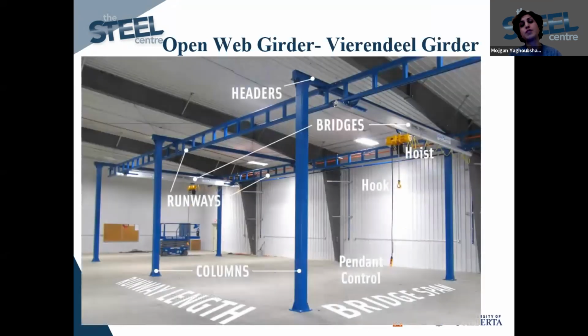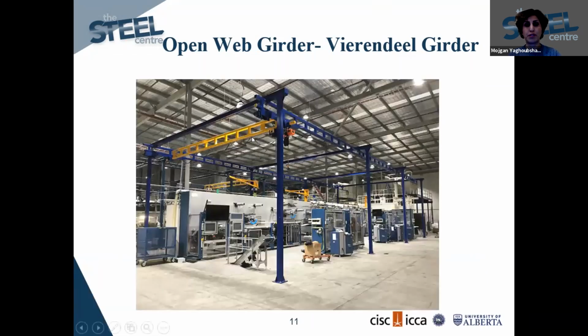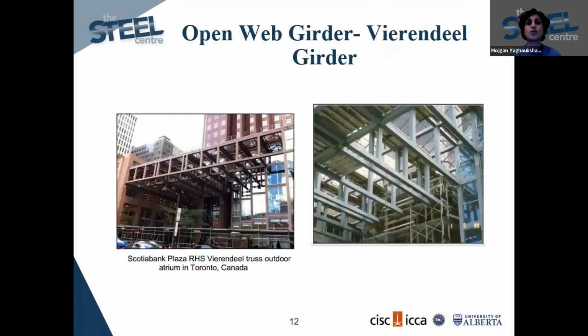And they have been widely used in industrial buildings as well. See these girders, these open web girders, have been used for runway beams for a crane. And these are for the bridges, it's a crane. They have also been used for the crane bridge as well. And also in building, they have been widely used. These open web girders, these Vierendeel girders, have been widely used in building construction as well.